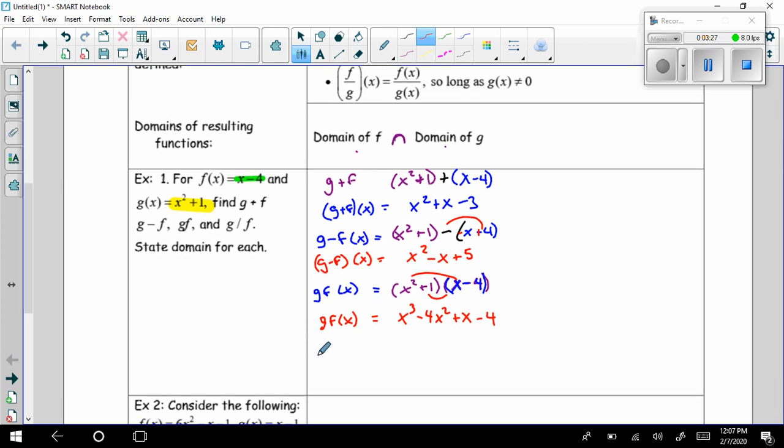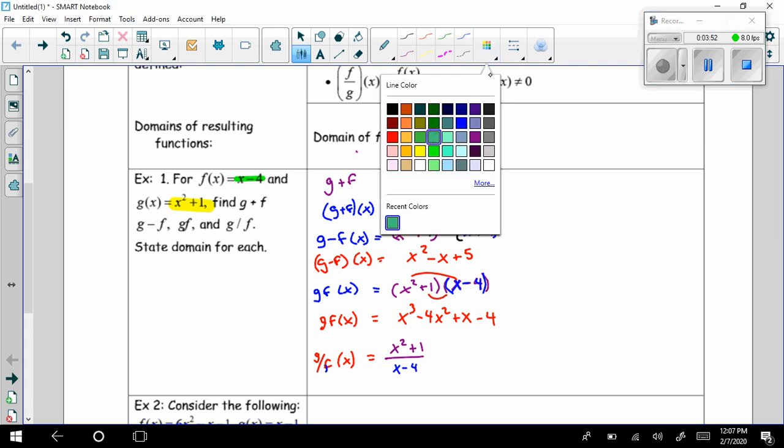And then last we have g over f of x. So we have our x squared plus 1 over top our x minus 4. If the top factors, then this would simplify. This one does not, and so that is your answer.